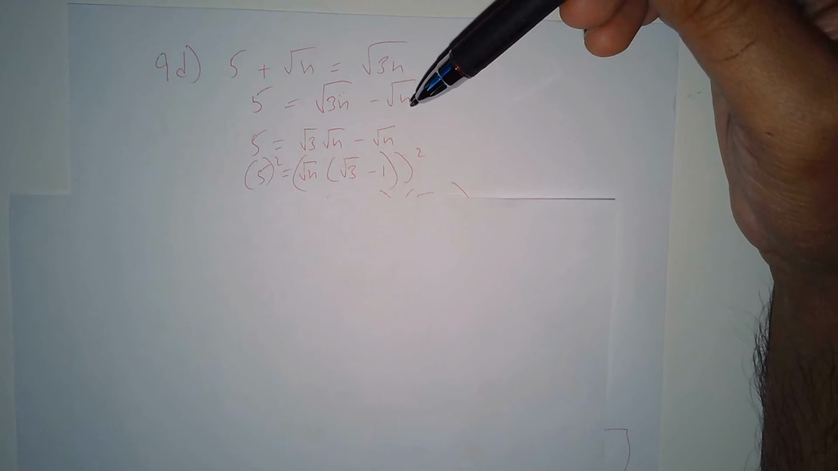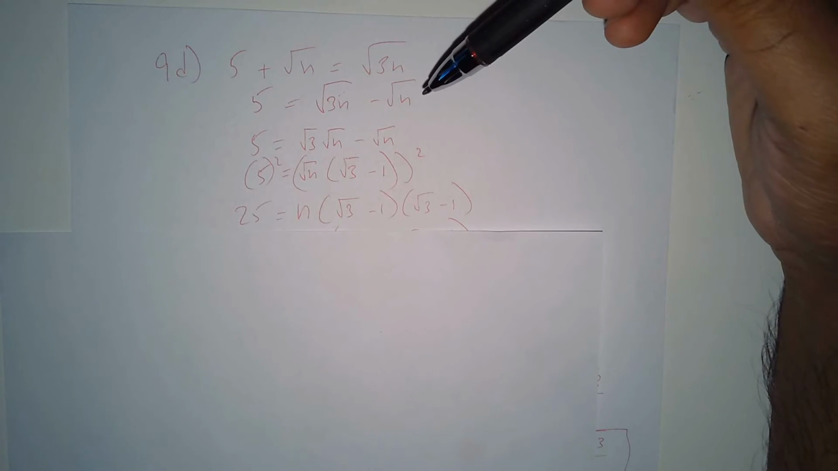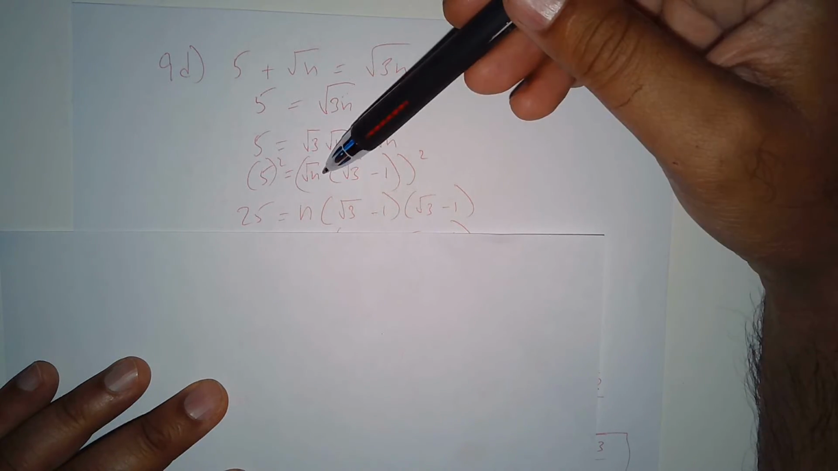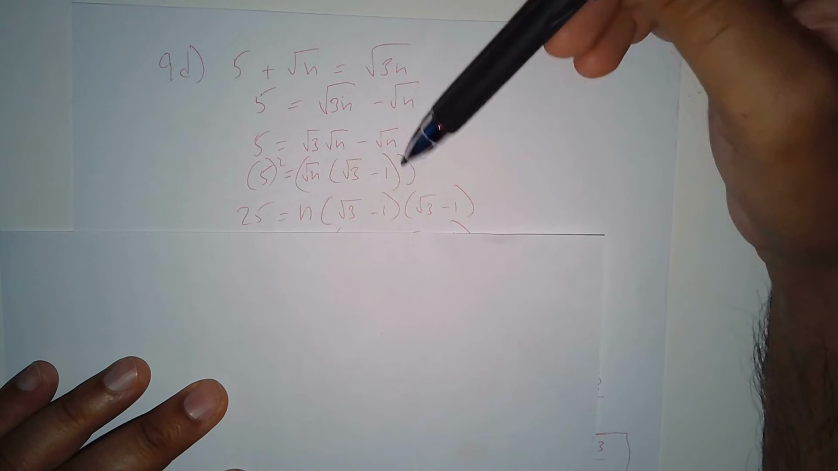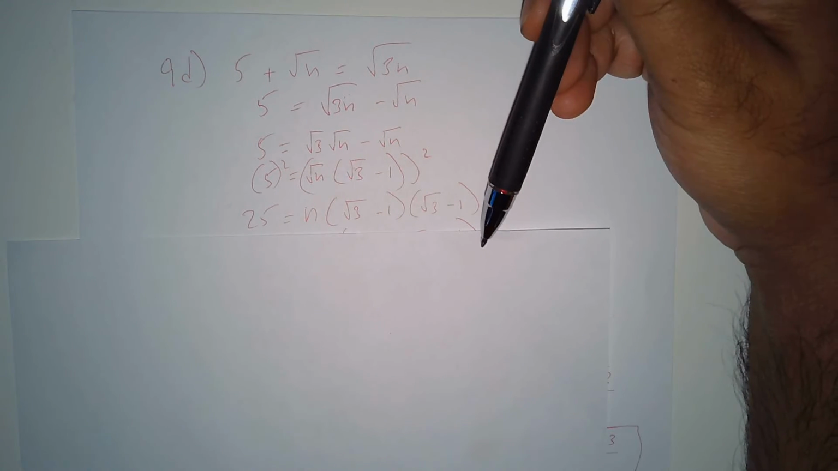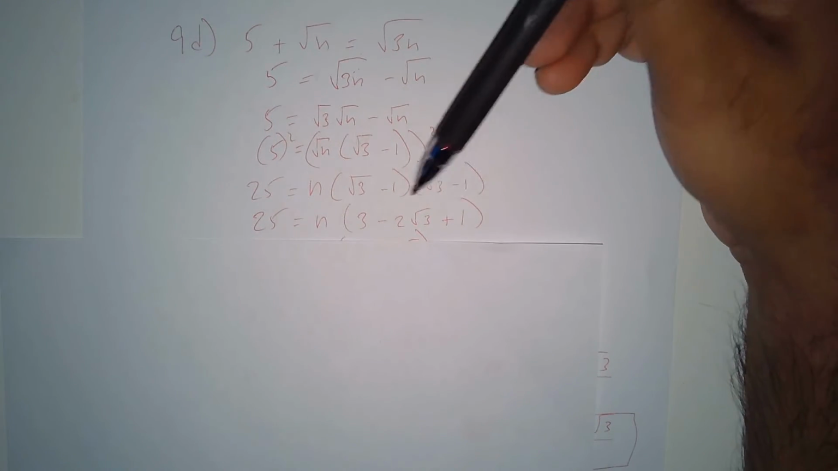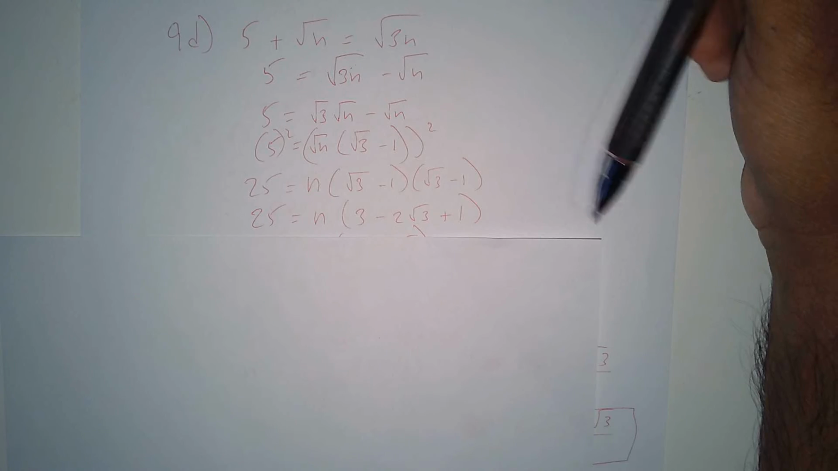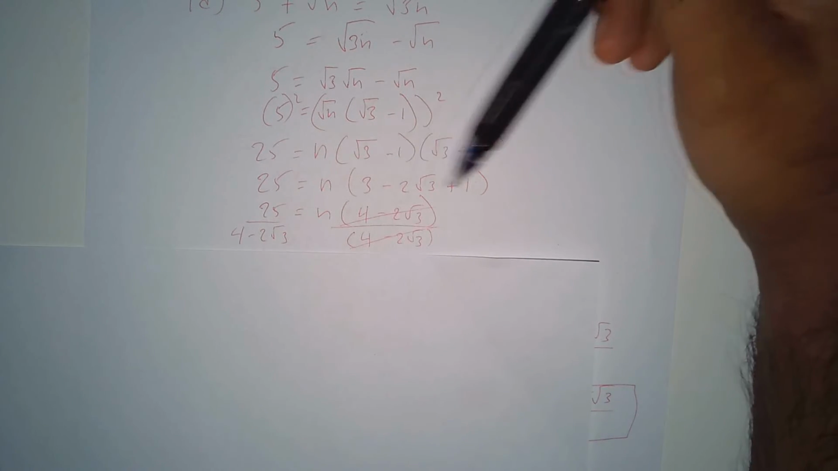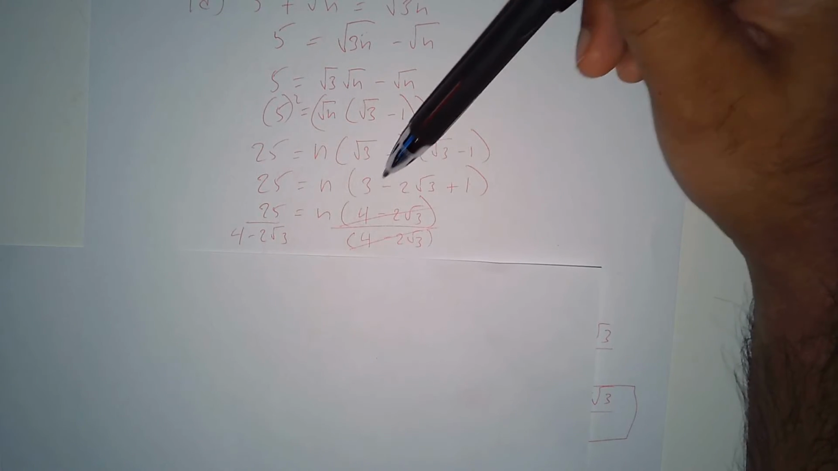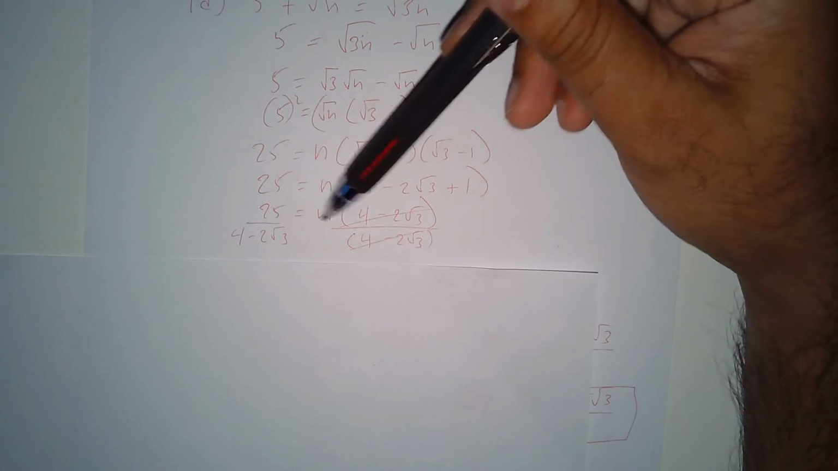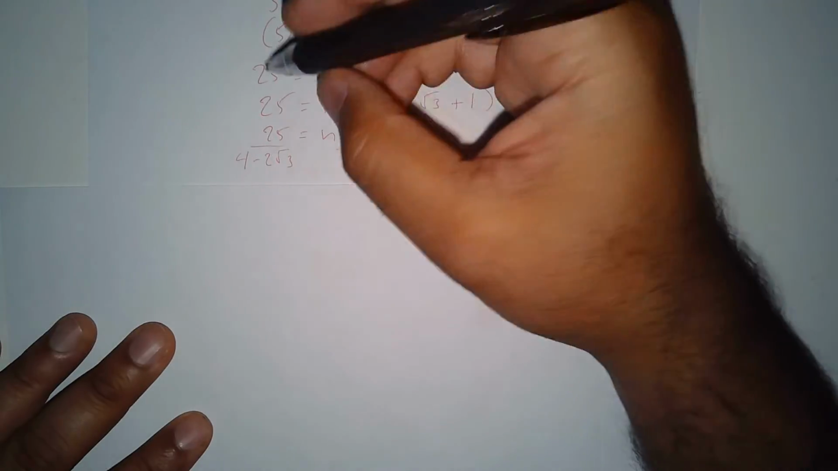And then when we square both sides here, the 5 becomes 25. The root n here is just going to become n when it's squared. And then this has to be squared, so it's being multiplied by itself. And then we get this whole long thing here. If you divide, the 3 and the 1 become 4. We want to isolate n, so we divide both sides by it, and this is what we end up getting.